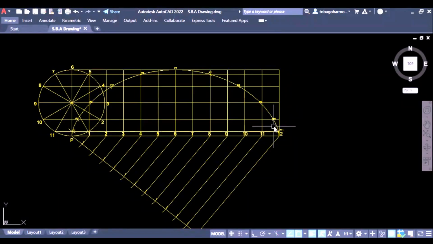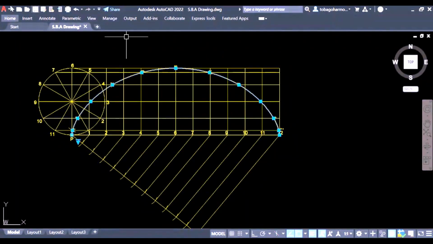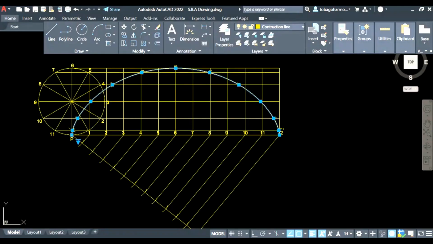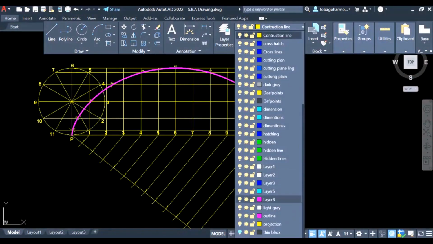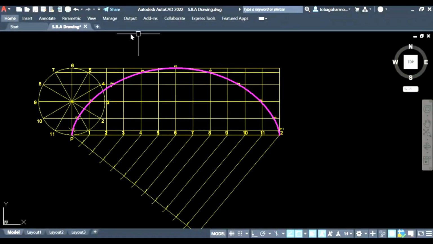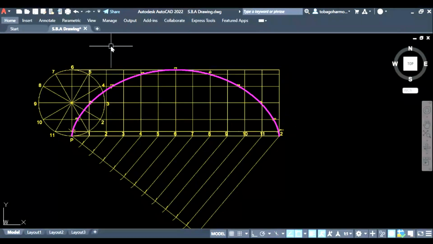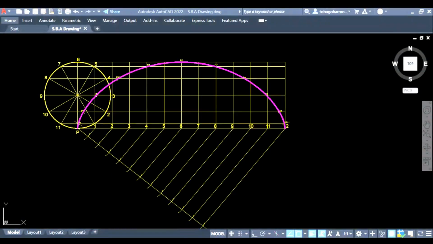All that construction, all those lines was just to get this curved line. Of course, I'm going to change the layer so that it stands out a bit more. So this is the cycloid that is formed when point P rotates, or when the wheel or the circle rotates, and point P, this is the path that point P will take. I've gone ahead and darkened the outline of the circle so that it's easier to see, but this is it. I trust that you would have learned.